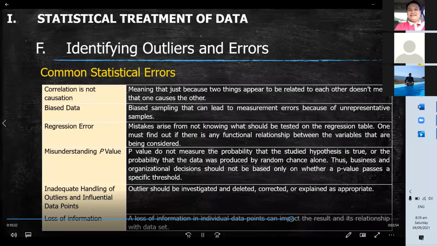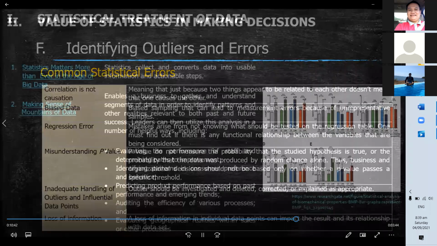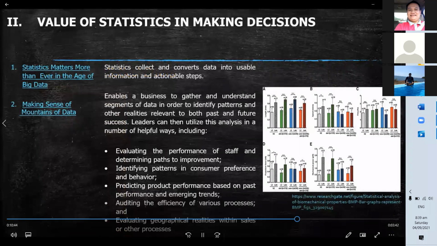Lastly, loss of information. A loss of information in individual data points can impact the result and its relationship with the dataset. The value of statistics in making decisions. Statistics provide managers with more confidence in dealing with uncertainty despite the flood of available data, enabling managers to more quickly make smarter decisions and provide more stable leadership to staff relying on them.